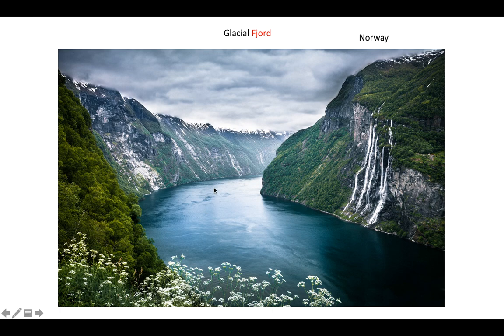Here is a glacial fjord. See what I'm talking about? Can't you see some elves just wandering down here? You've got a waterfall. I mean, geez, Norway is a beautiful country.